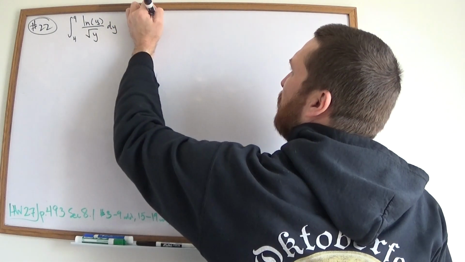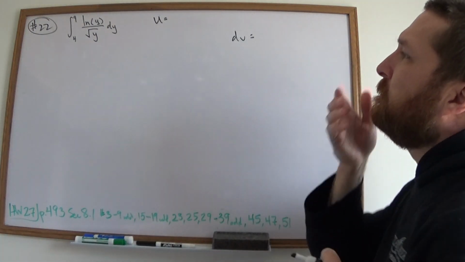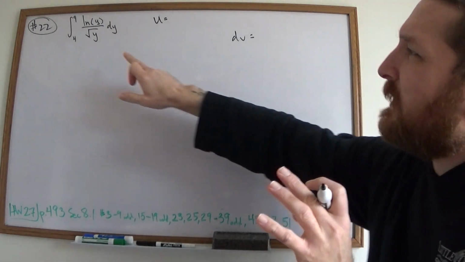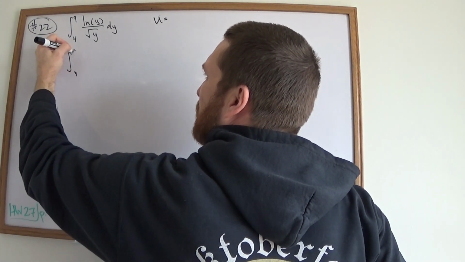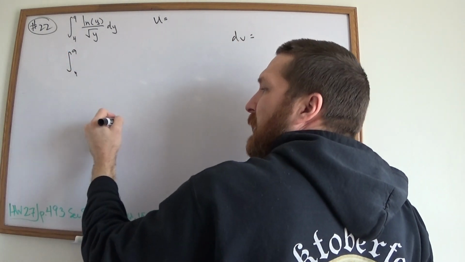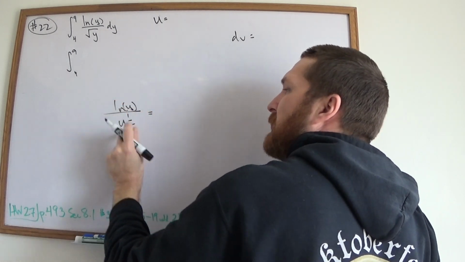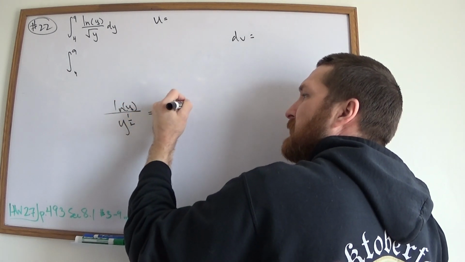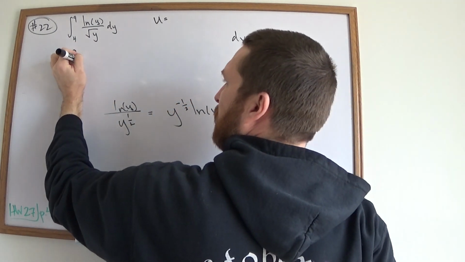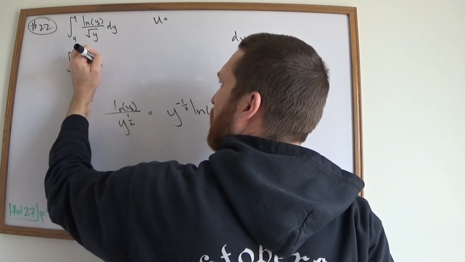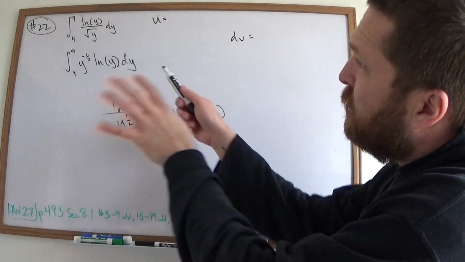Okay, so we need to find a u, we need to find a dv. Now don't let this denominator mess you up. In fact, the way that I think about this is that this is the same thing. I would just rewrite this. This is y to the 1/2 log like this. And so I could rewrite this as y to the negative 1/2 log like that. That's how I'm going to rewrite this guy right here. y to the negative 1/2 natural log y dy. So this is what we're dealing with now.